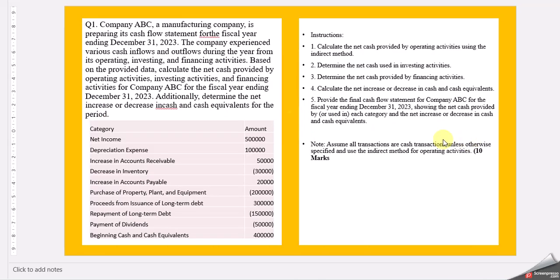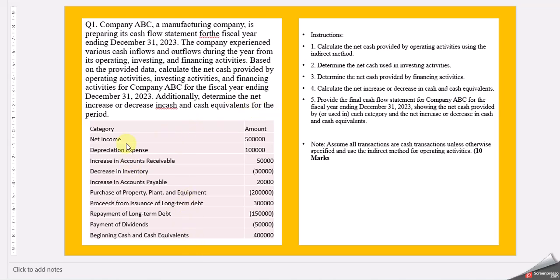Okay, so let's move on to the first question. Company ABC, a manufacturing company, is preparing its cash flow statement for the financial year ending December 31st, 2023. The company experienced various cash inflows and outflows during the year from its operating, investing, and financing activities. Based on the provided data, calculate the net cash provided by operating activities, investing activities, and financing activities for company ABC for the financial year ending December 31st, 2023. Additionally, define the net increase or decrease in cash and cash equivalent for the period.